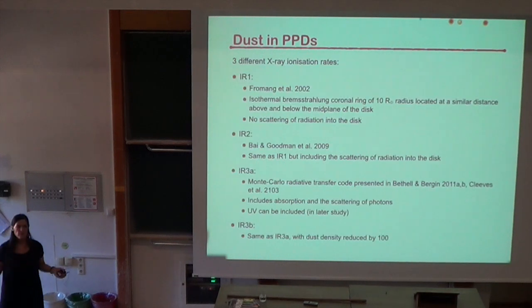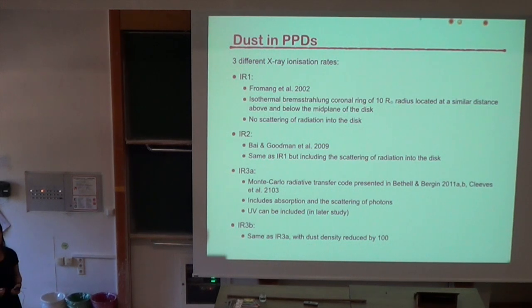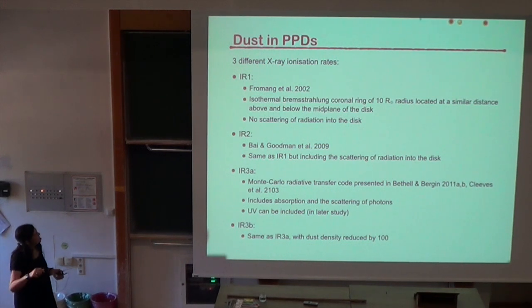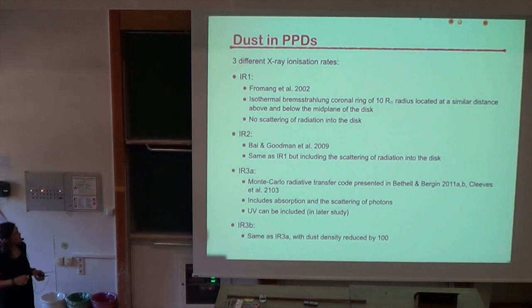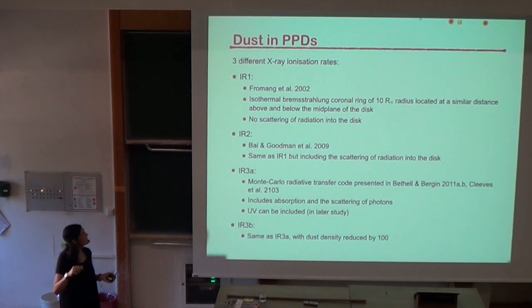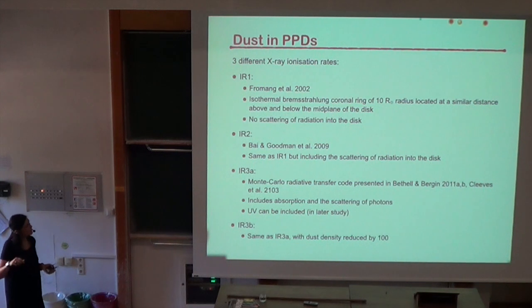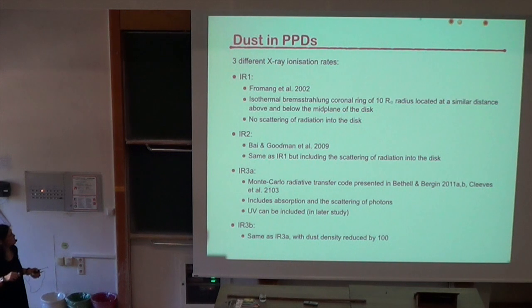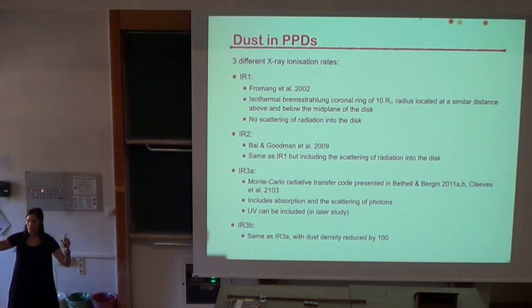My calculations will always have the dust particles included, so it's in general lower and more dependent on the dust particles. The other thing I use is three X-ray ionization rate models. The first one is from Froment et al. It's a relatively simple one where they assume either thermal Bremsstrahlung or a ring located above and below the midplane where X-ray radiation is coming towards the disk, and they do not assume any scattering of this X-ray radiation into the disk.